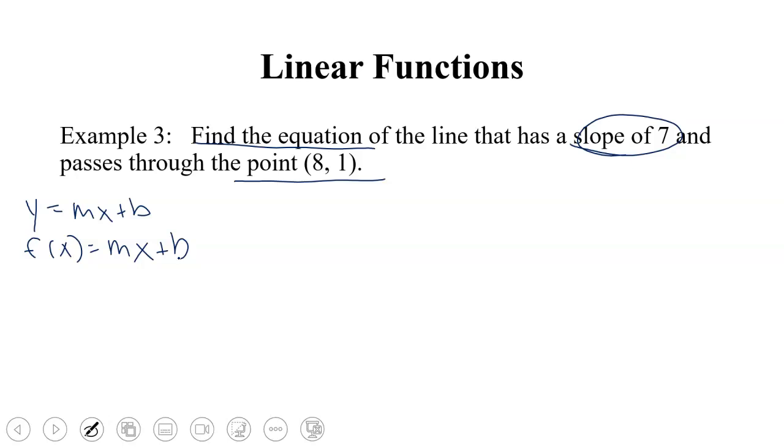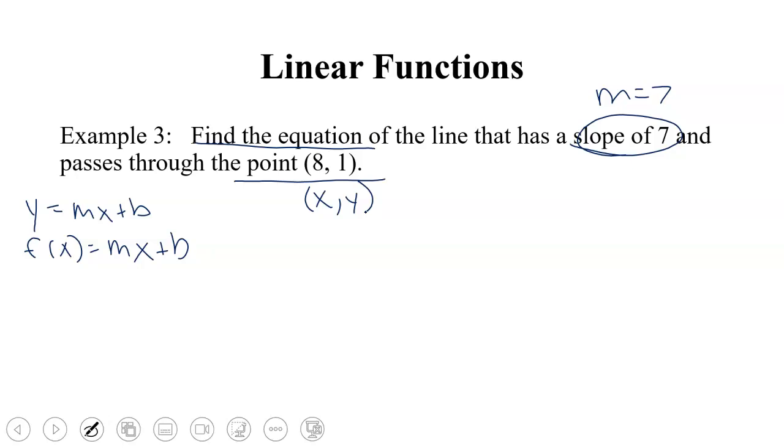They give us the slope. We know the m is going to be 7, but they didn't give us the b, the y-intercept. They gave us an x and a y. So looking at our slope-intercept equation, do we have an x? Yeah, we have that mx. Do we have a y? Absolutely, y equals. So we have an x and y in our equation. Let's just plug them in.